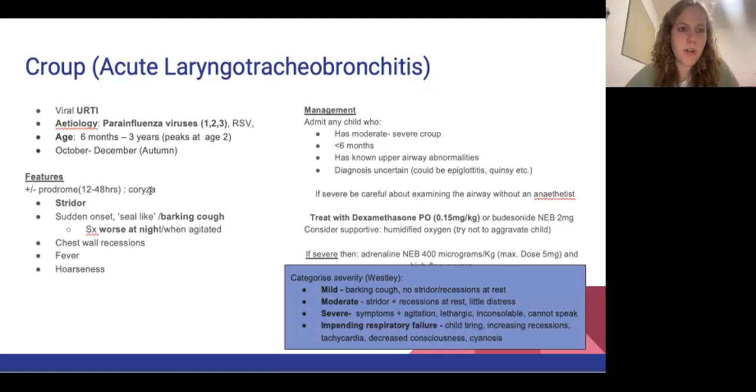And has a prodrome of coryza, stridor, and the stridor is because the upper airway is a bit blocked, and that can cause stridor. And then this seal-like barking cough is another buzzword which you might use in exams. Worse at night, and you can also again get some general picture of a struggle to breathe, like chest wall recessions, fever and hoarseness.